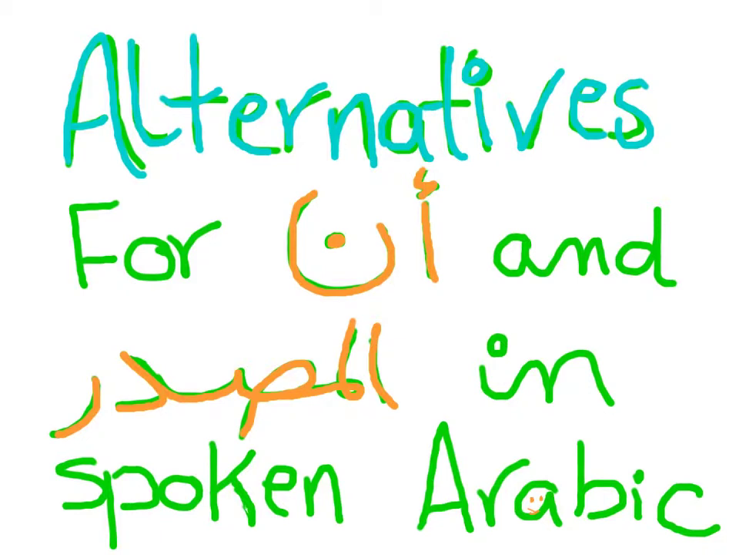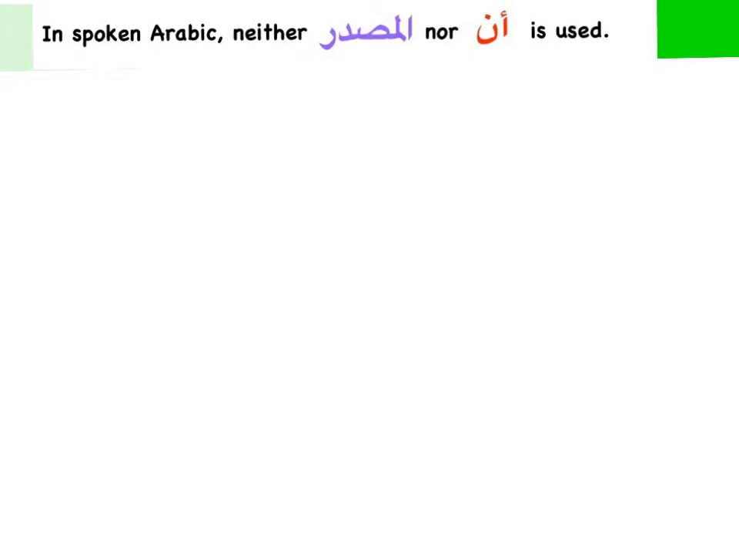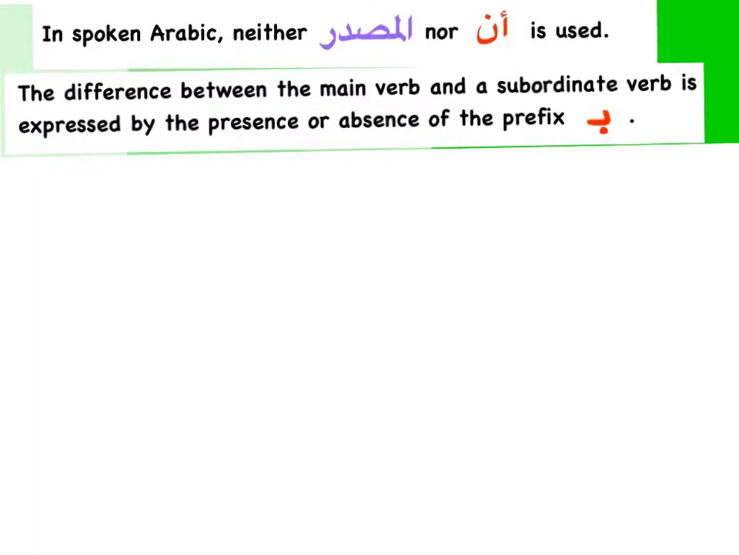Welcome back. Now we're going to deal with part 5 of chapter 10, alternatives for أن and المصدر in spoken Arabic. In spoken Arabic, neither المصدر nor أن is used. The difference between the main verb and a subordinate verb is expressed by the presence or absence of the prefix be, and we have discussed this in previous chapters, but we're going to look more into it in relationship with the use of it instead of أن or المصدر.